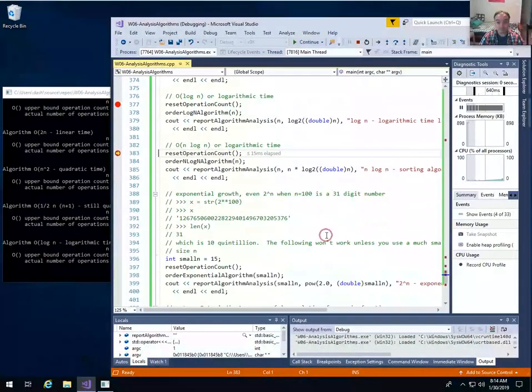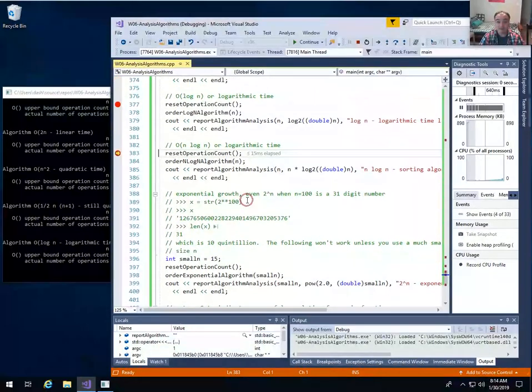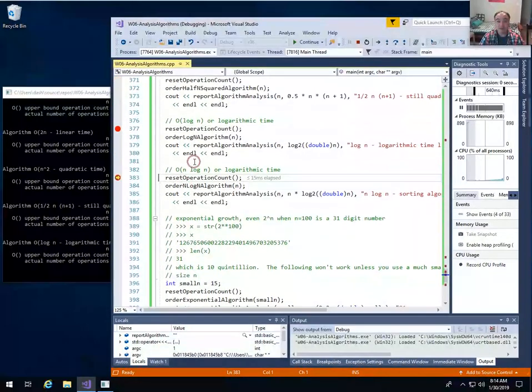All right, and then another one besides logarithmic time is n log n time. Okay, so n log n time.